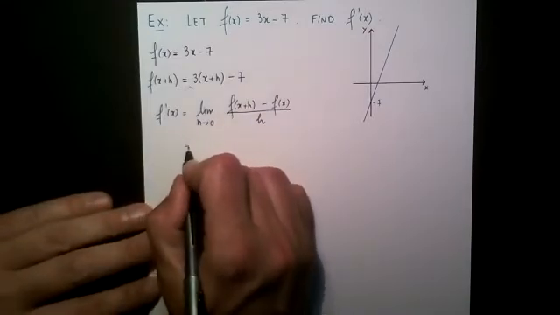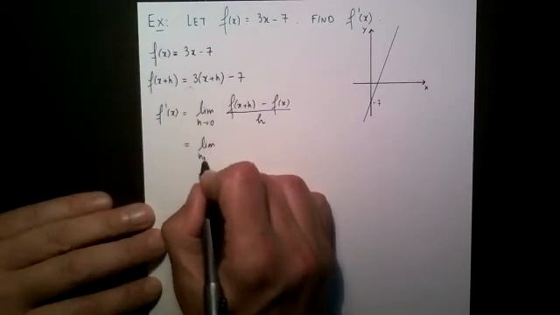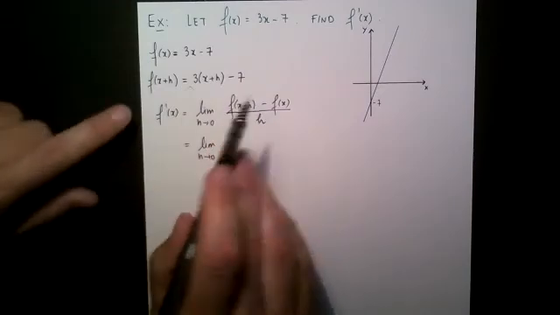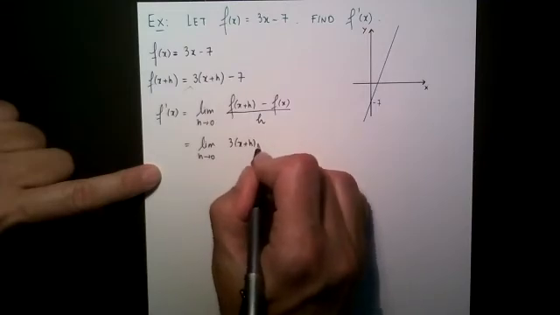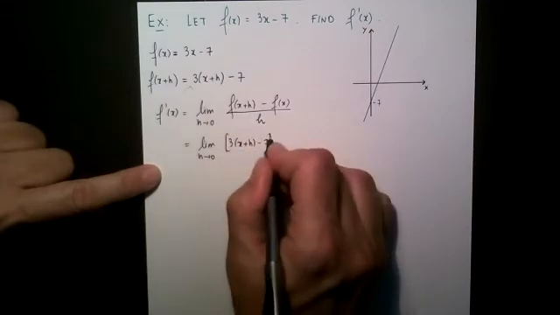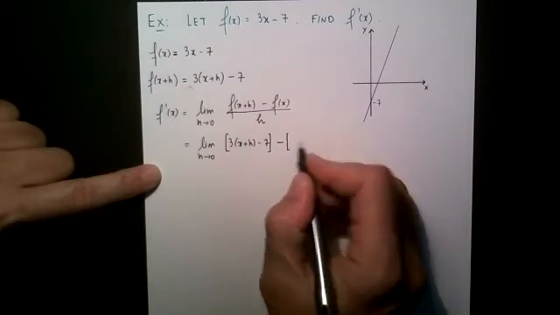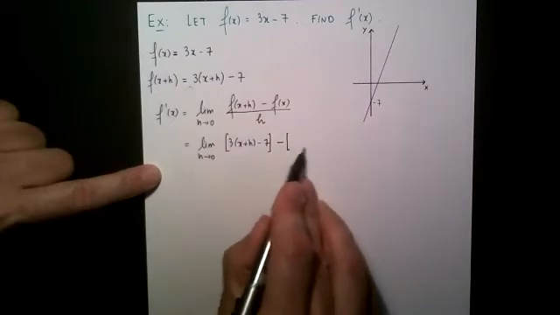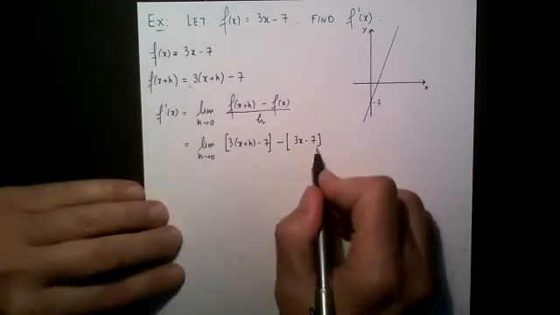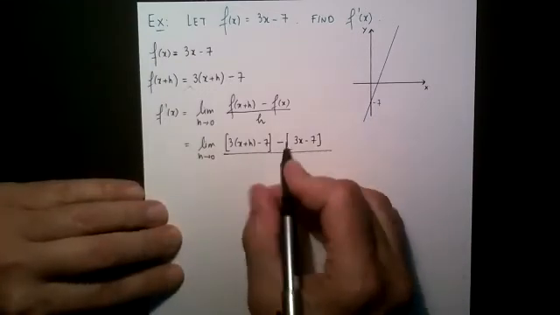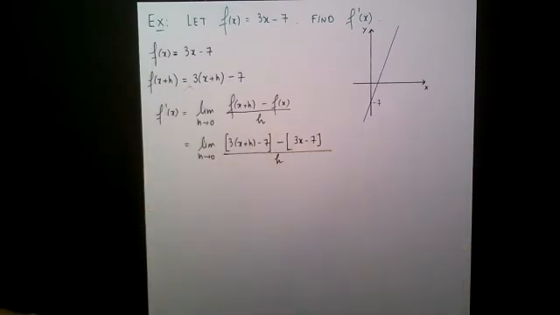And so now I'm going to replace, limit h approaches 0. So f of x plus h is this guy, 3 times x plus h minus 7. So this is f of x plus h minus, don't forget the brackets, f of x, which is 3x minus 7. And then all this divided by h. Any questions?